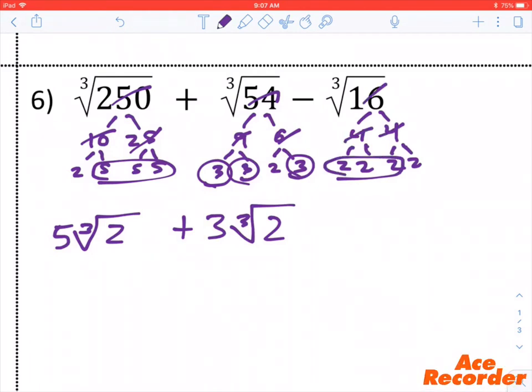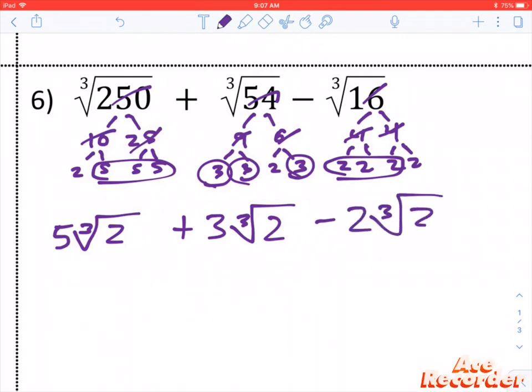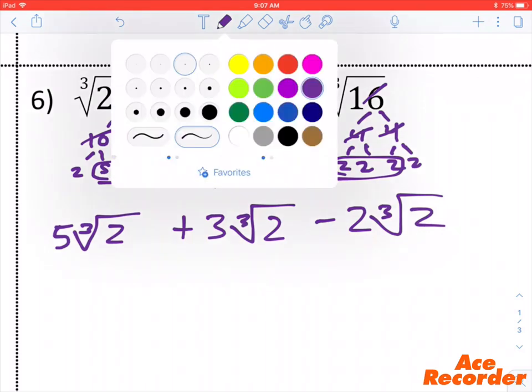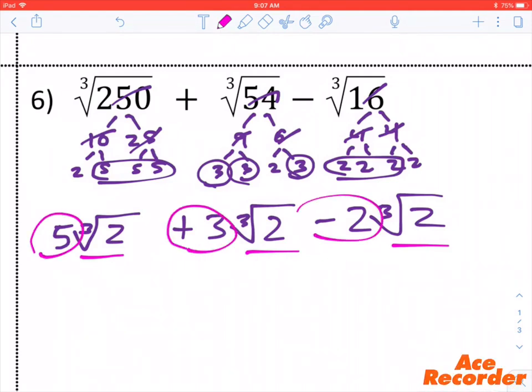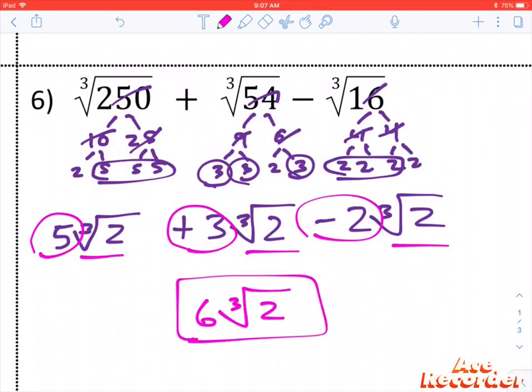There's a pair of 3s again, or a group of 3 2s, so minus 2 cube root of 2 again. And once again, look at that. Same radical. Those are all the same, so combine their coefficients. 5 plus 3 is 8. 8 minus 2 is 6 cube root of 2. The radical stays the same. Okay?